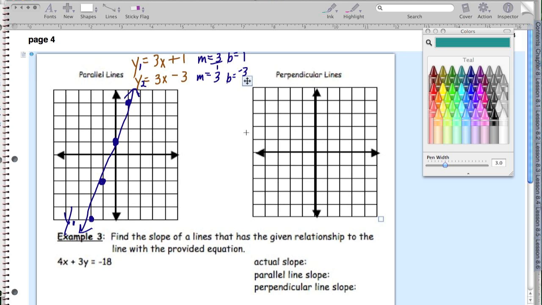All right, now let's graph the second one. y equals 3x minus 3. The first thing I'm going to do is plot my y-intercept, negative 3. And then I'm going to do my slope, 3 over 1. So rise 3 over 1, rise 3 over 1, rise 3 over 1. Now when I connect it, I see that I have parallel lines. And if you look at the points, they're the same distance apart.